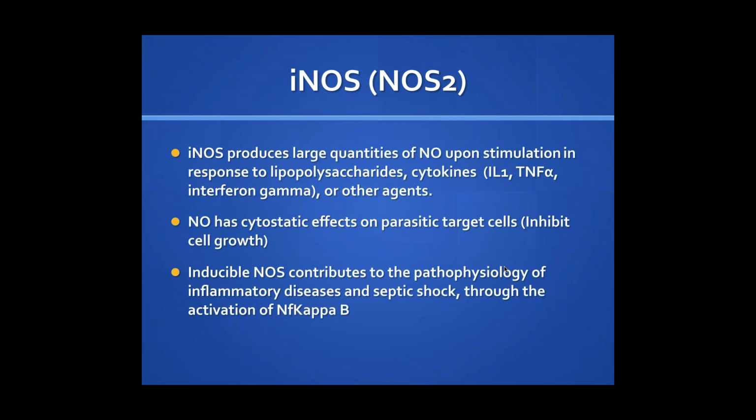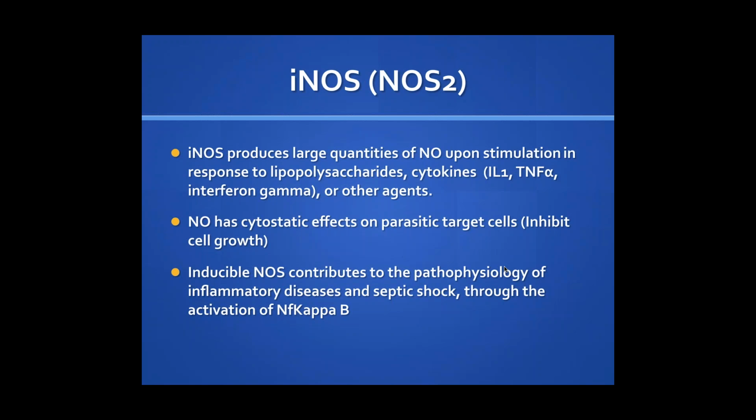So the inducible nitric oxide is the second kind, and it produces large quantities of nitric oxide upon stimulation in response to lipopolysaccharides, cytokines, or other agents. We're going to look at that in a little more detail here. Nitric oxide has a cytostatic effect on parasitic target cells. The whole reason that our body makes it is to try to kill off the bad guys, but in the process it can create some peroxynitrite molecules that can cause some problems.